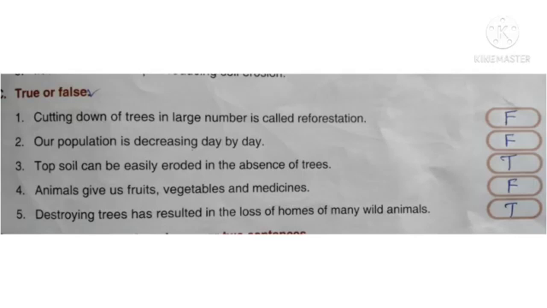4. Animals give us fruits, vegetables, and medicines. The statement is false, because trees give us fruits, vegetables, and medicines. So the statement is false. 5. Destroying trees has resulted in the loss of homes of many wild animals. The statement is true.